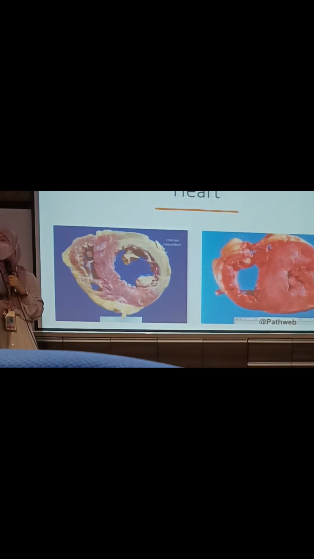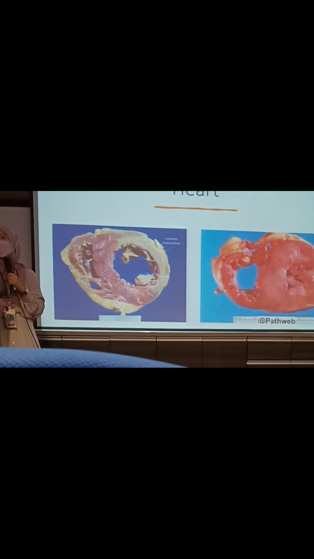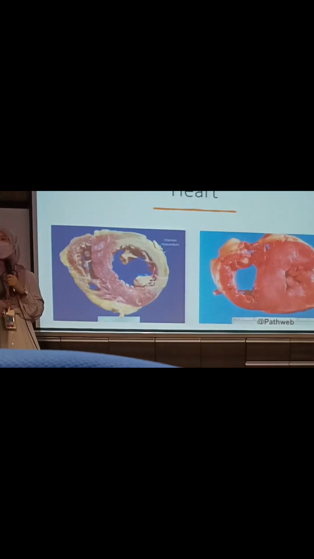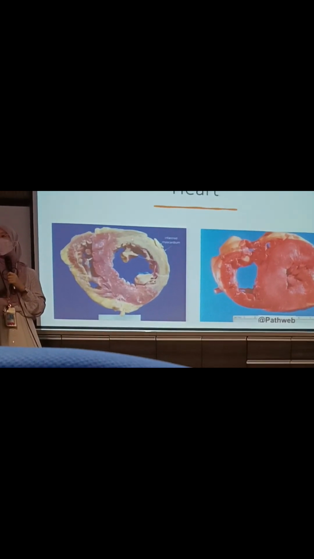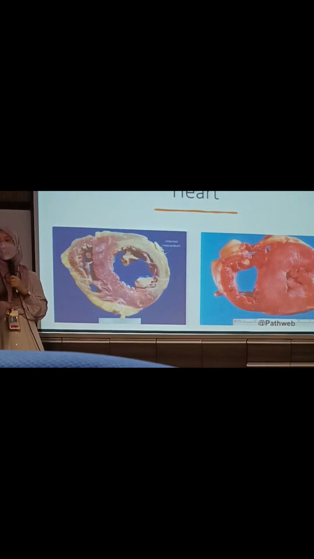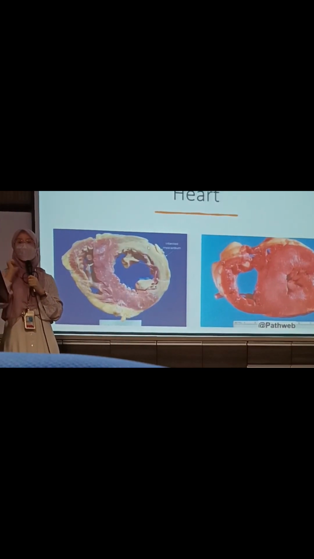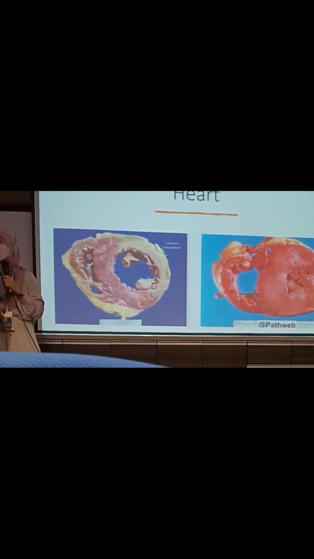So this is the heart. You can see that in this heart ada area yang putih ni. So this myocardium is replaced the fibrosis, and this is the old infarct area. So bila ada old infarct area kat sini, so the heart cannot contract properly. In this case, this is a concentric hypertrophy.